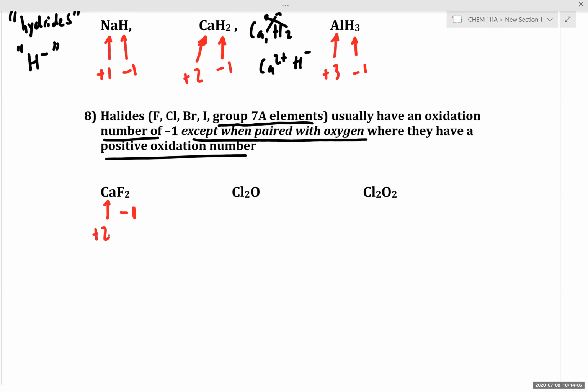Now that we have that assigned, let's look at an example where we have our halogen bonded to oxygen. In this case, oxygen is our more electronegative element, so it adopts its preferred oxidation number of -2. My question to all of you is, what is the oxidation number of chlorine then, if oxygen prefers an oxidation number of -2? What's the oxidation number of our least electronegative atom? +1, yep.